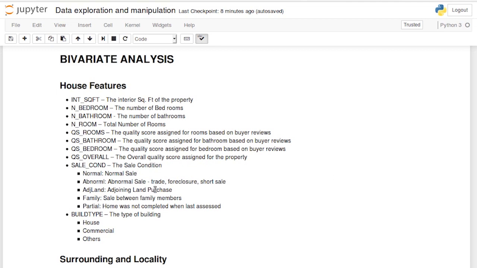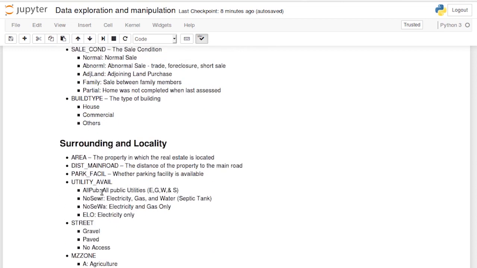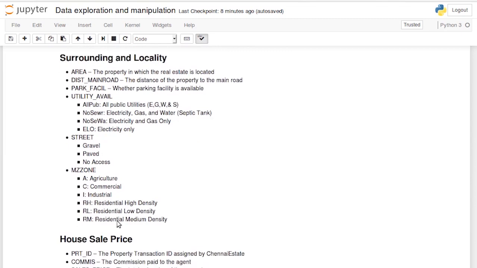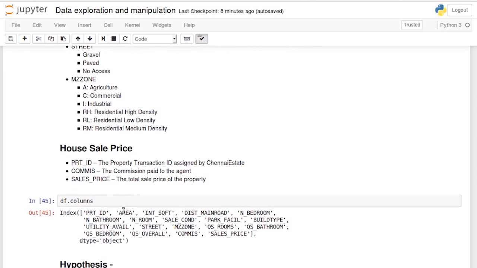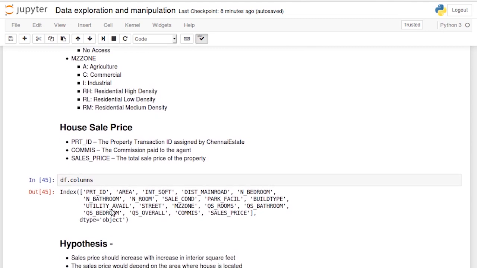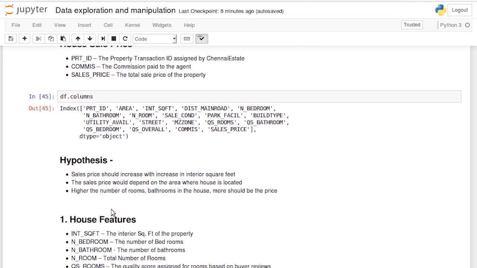So we have broadly divided the variables into three subcategories, which is house related features, the surrounding and locality related features, and finally the house sale price and the commission related features. So here are the columns for our data set, which is DF. And remember, we listed down a few hypotheses about what should and what should not affect the sales price in terms of the features of the house and the locality. So in this video, we are actually going to verify our hypothesis.